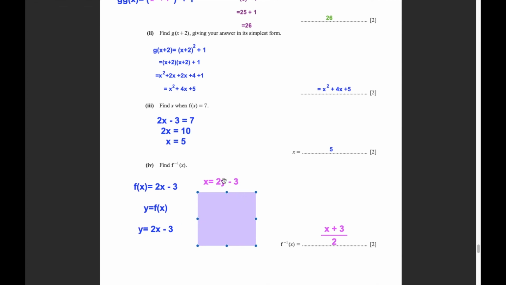What we're going to do now is try to make y the subject of the formula. So move this 3 to this side, becomes x plus 3. Then we're going to get rid of this 2, so divide the whole thing by 2. There you go. That's the inverse of the function, and that is x plus 3 over 2.